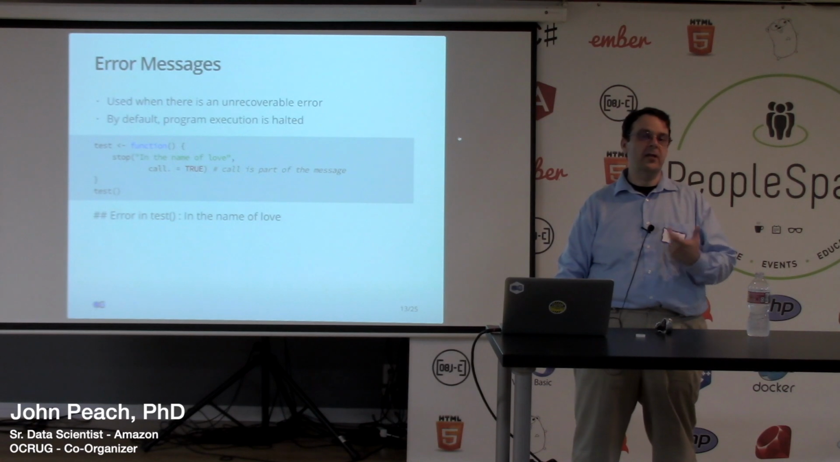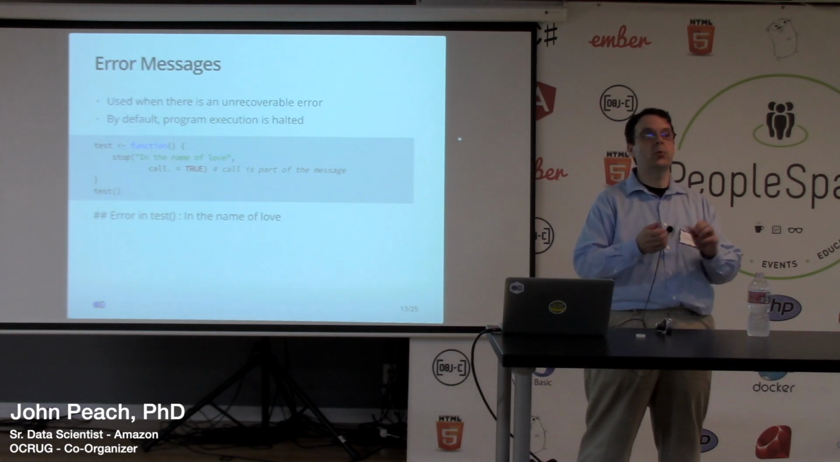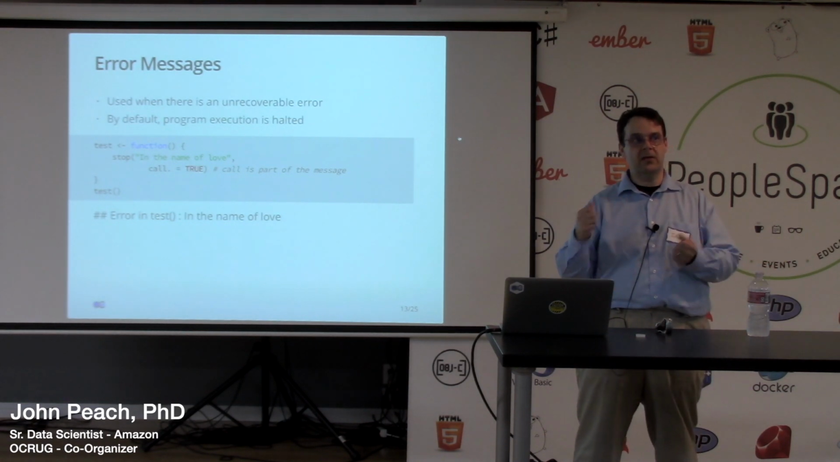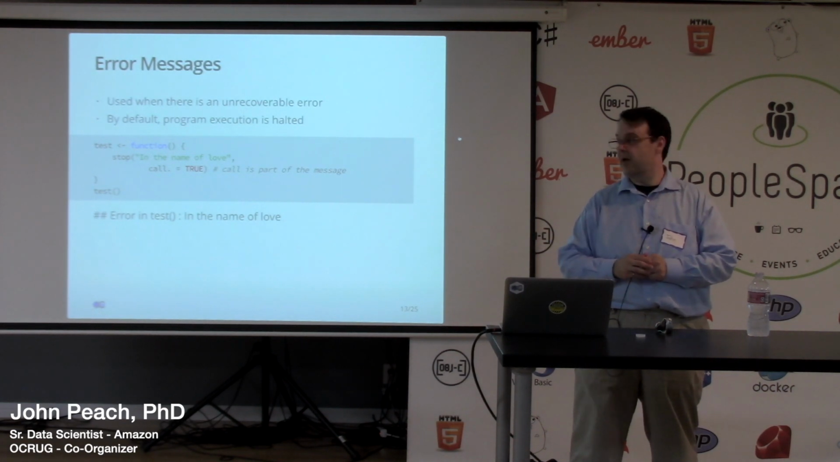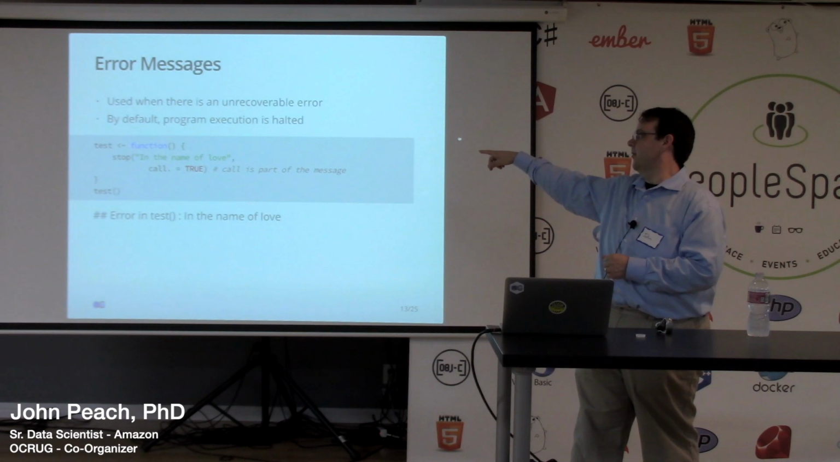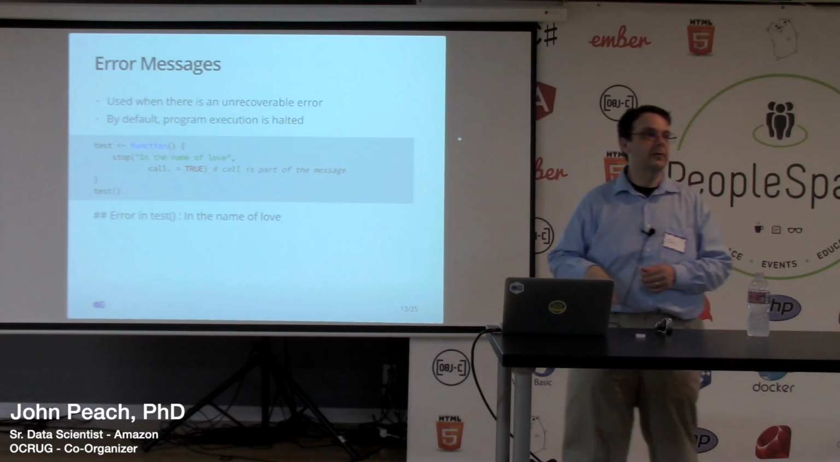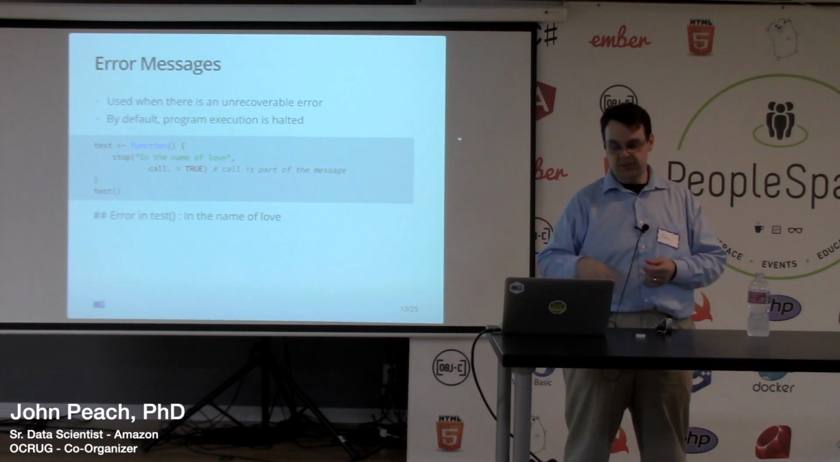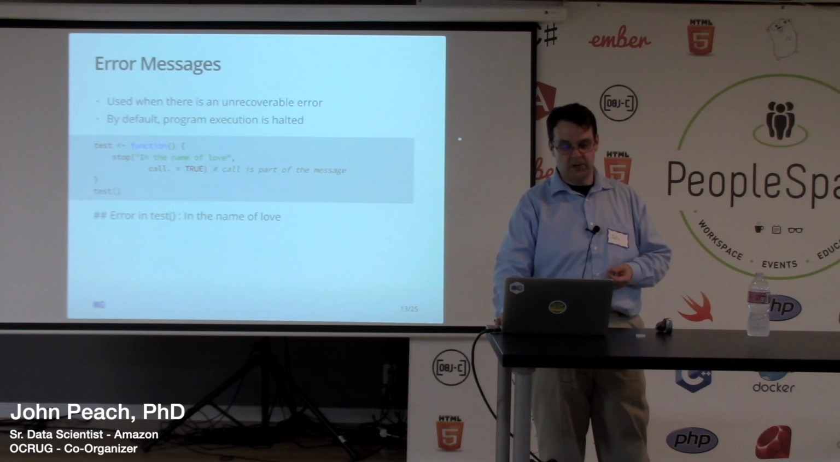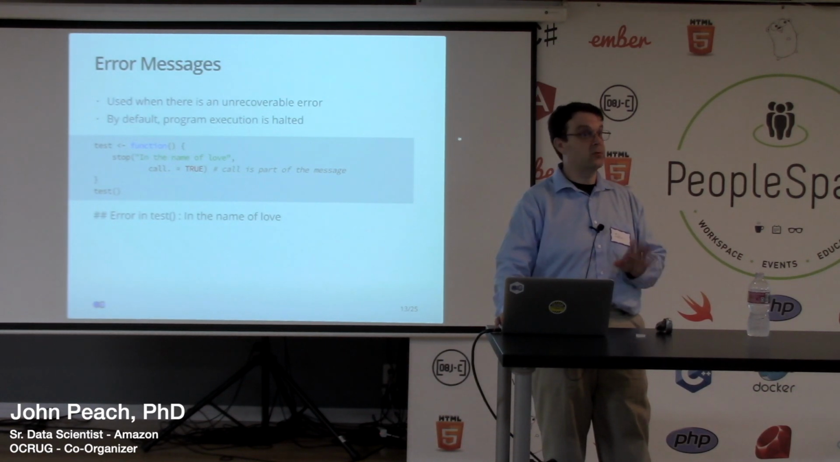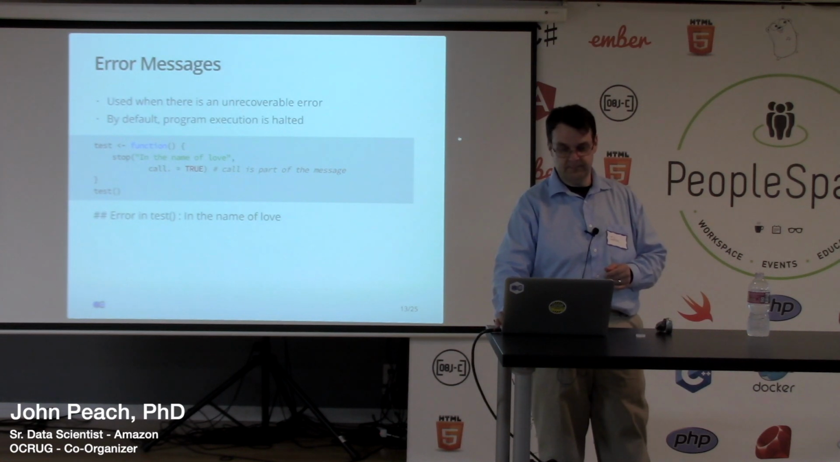And just like in warning, the call will tell you what call was made that caused the stop message to be run. So if I run this here, I call test, all the test does is it calls stop, and it says error in test in the name of love or whatever. So it prints out the error message, but it tells me where it occurred. It also causes your program to halt, but there's tricks you can do to override that.